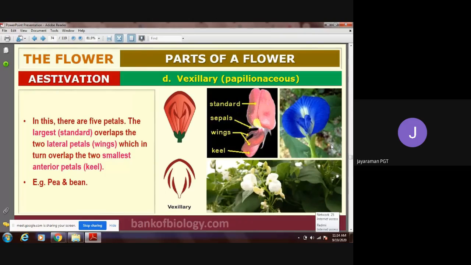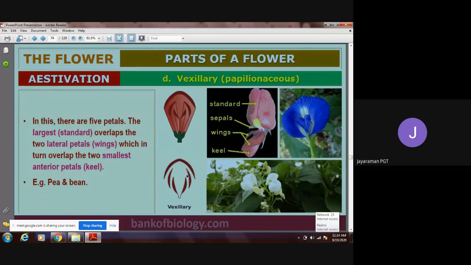In this, they have 5 petals. One is a large petal, the standard petal, which is completely out. In the picture, the standard petal is completely out, and below that are 2 lateral petals. These are called wing petals. Two petals here, you can see, are the wing petals.